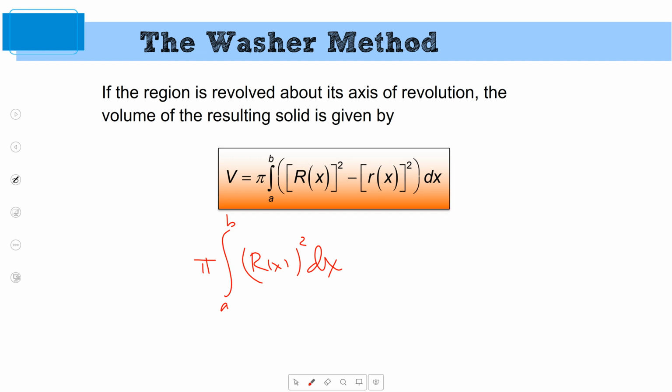Okay, that would just be the disk formula that we used before, but now I need to subtract the hole in the middle, which would also be a disk. Whichever form you want to use, I don't care. Big radius squared minus little radius squared. Notice, it's not big radius minus little radius quantity squared. It's big radius squared minus little radius squared.